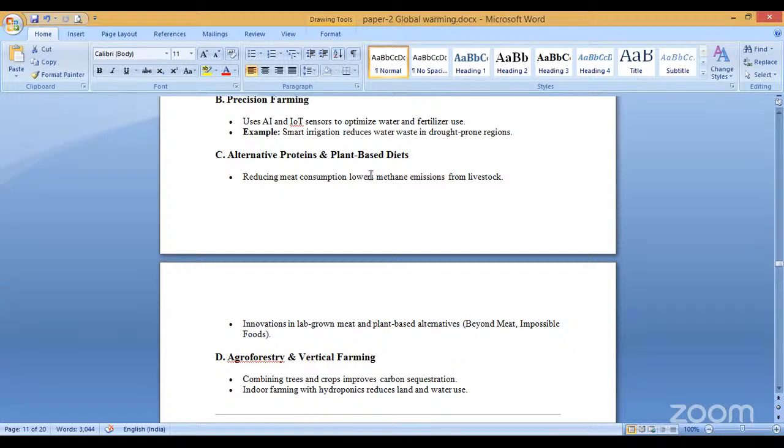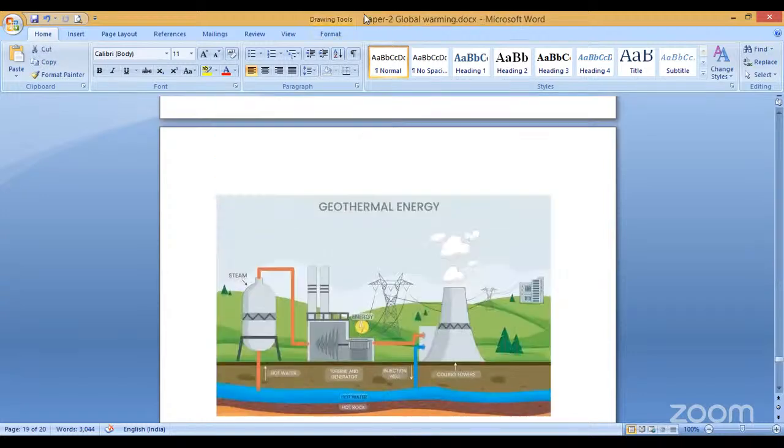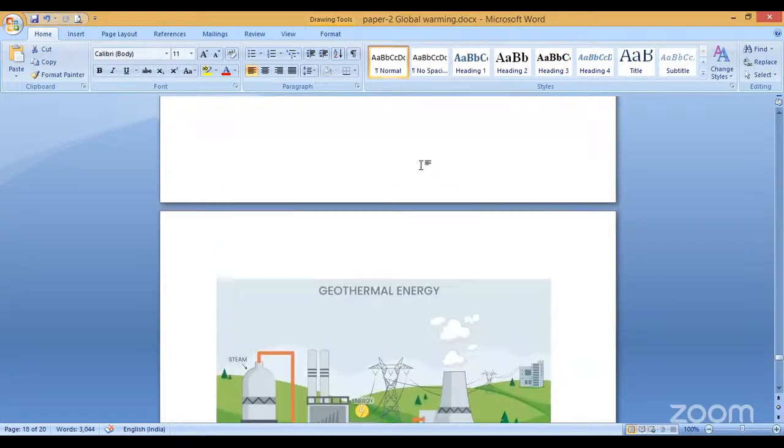Then coming to the next one, agroforestry and vertical farming. Combining trees and crops improves carbon sequestration. Indoor farming with hydroponics reduces land and water use also.